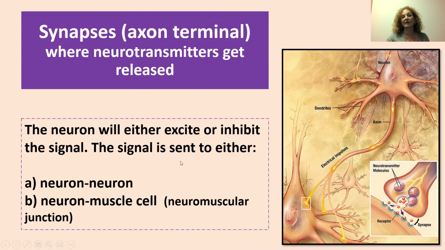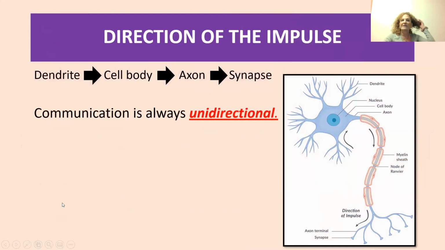The neuron has the ability either to excite something else or even inhibit the other thing. It doesn't necessarily mean to create an action potential. It can actually shut down the action potential. What's important about the impulse, though, is that it's always unidirectional. It starts at the dendrite, which gets passed on into the cell body.